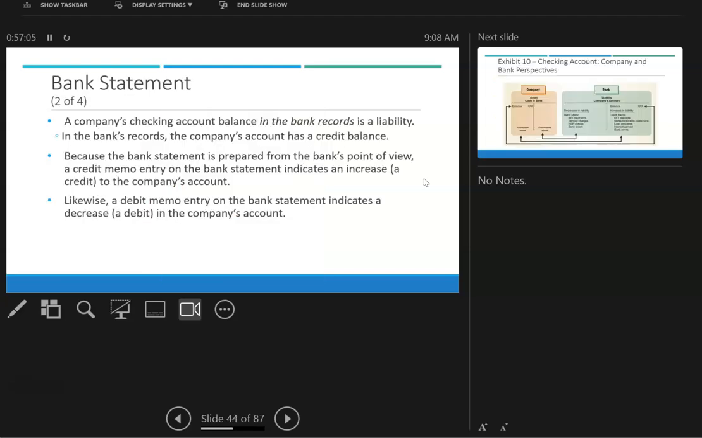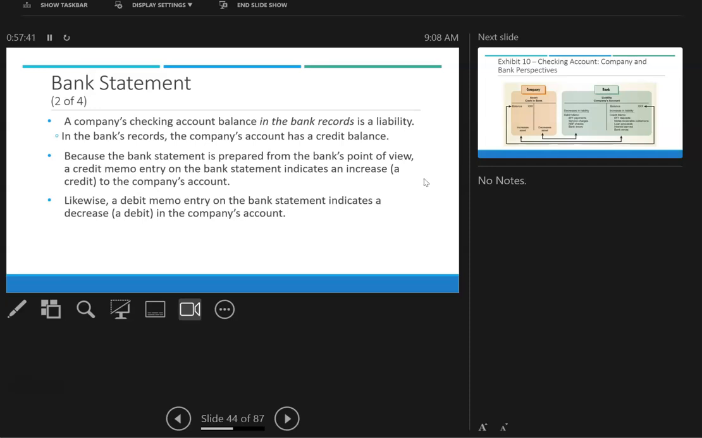Anyway, a company's checking account balance in the bank's records is a liability. The company's account has a credit balance. Think of this, guys. When you have a bank account, think about what a bank does. You go and deposit $100 into their bank. What does the bank do? The bank debits cash $100 and they credit a liability of $100. Why? Because it's your money, not the bank's.